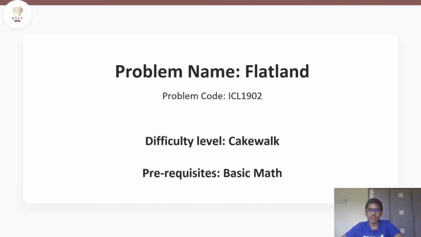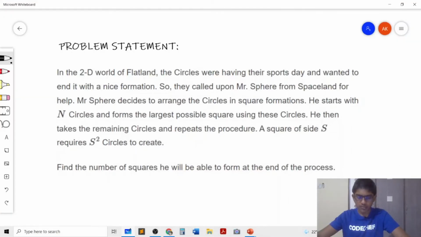This problem is taken from International Coding League 2019. It is a cakewalk problem and the problem code is ICL1902. The only prerequisite you need to solve this problem is basic math. In this problem, we are in flat land where circles are trying to form a nice formation. Initially, we have n circles and we need to form squares using these circles.